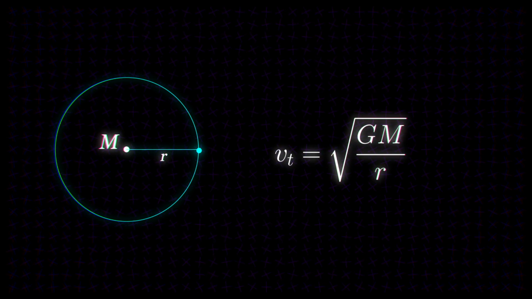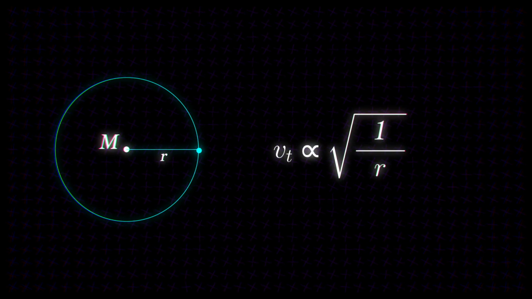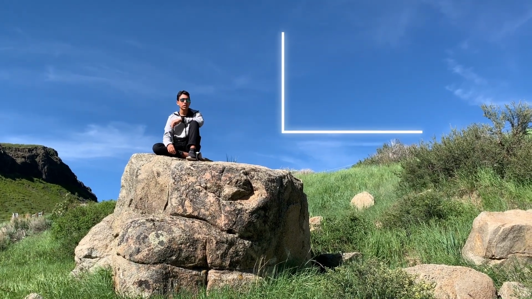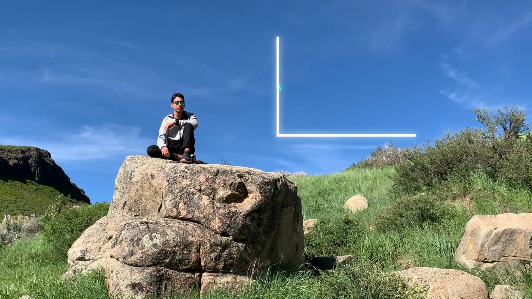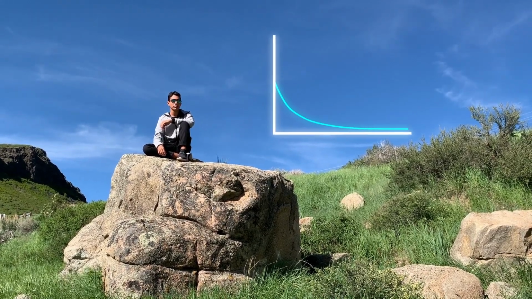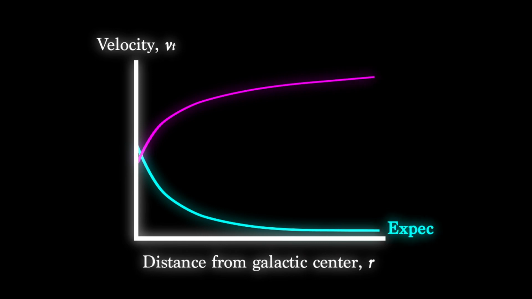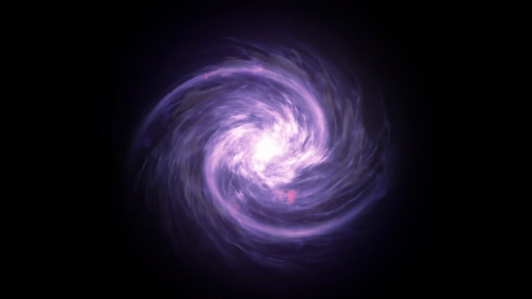In this idealized galaxy with no dark matter, velocity should be proportional to the inverse square root of r. When plotted, the velocities of stars far away from the galactic center should look like this. However, observations show that velocity actually continues to increase with radius, indicating that there must be a lot of hidden mass near a galaxy's outskirts.